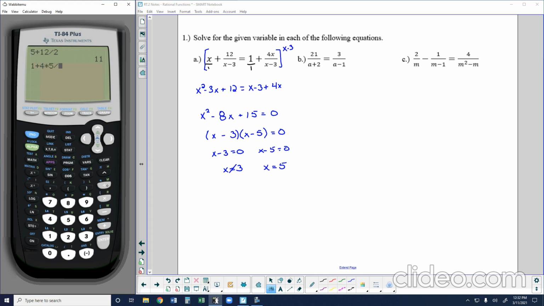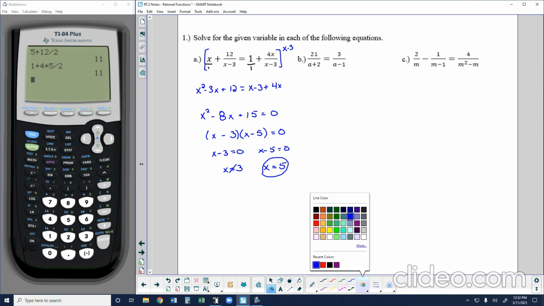Now, in problem 1b, we could take the same concept here, and I'm going to show you a bit of a shortcut. In this case, I have one fraction on each side of the equal sign. So if I want to multiply by the least common multiple of the denominators, that would be multiplying by both of the factors a plus 2 and a minus 1. If I take the first fraction times a plus 2 and a minus 1, the a plus 2's would cancel out, and so this would give me 21 times a minus 1.